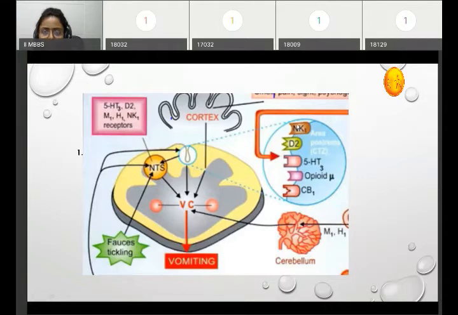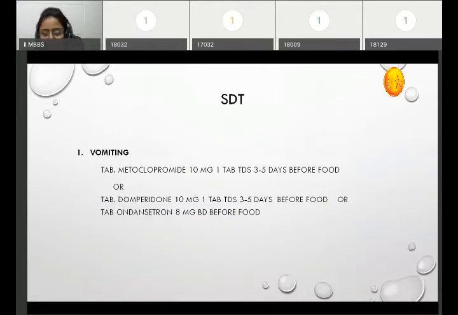There are different receptors present in the CTZ area. These receptors are dopamine, that is D2 receptor, serotonin, that is 5-HT3 receptors, opioid receptors, etc. Any stimulus going to these receptors stimulates them and then vomiting occurs. This is the basic pathophysiology you should know behind vomiting. The drugs given in these conditions are called antiemetic drugs, of course, and among them first is metoclopramide.